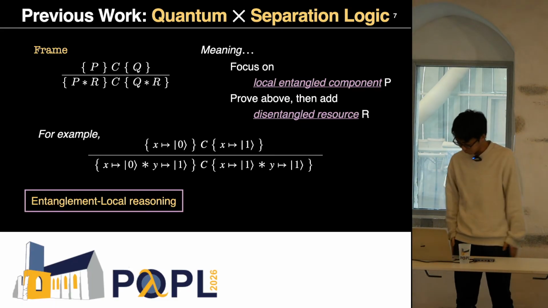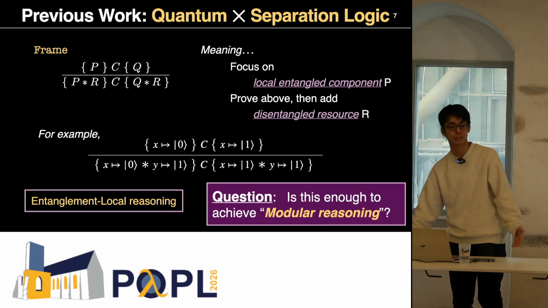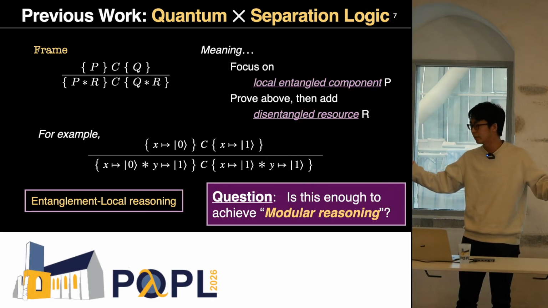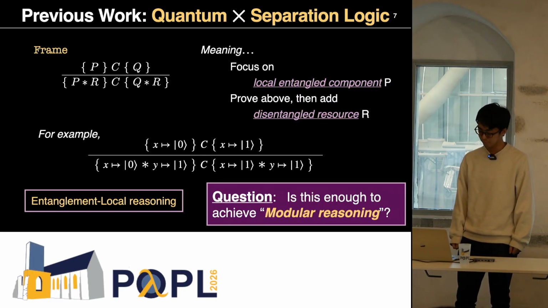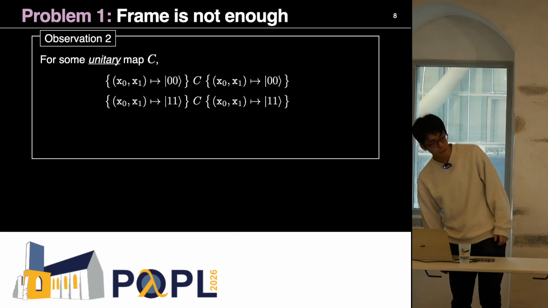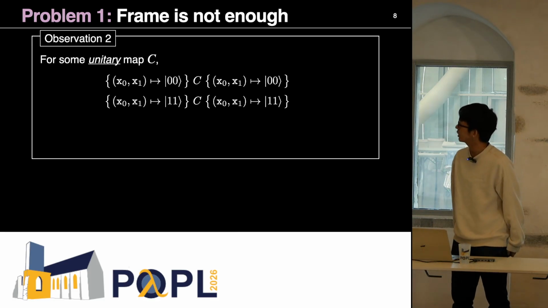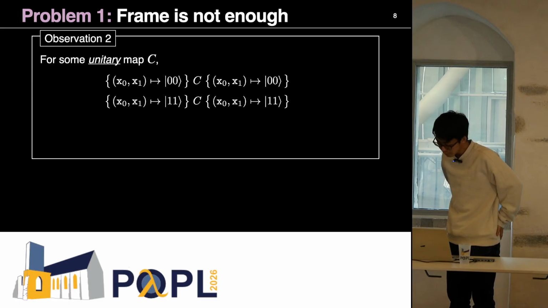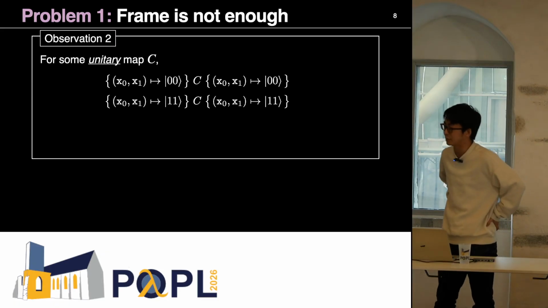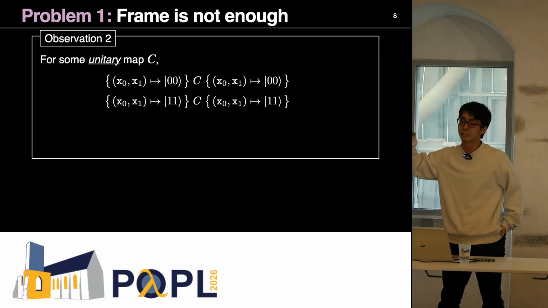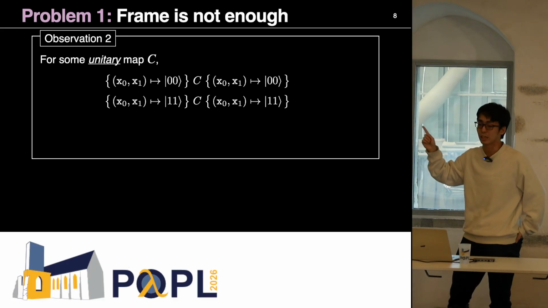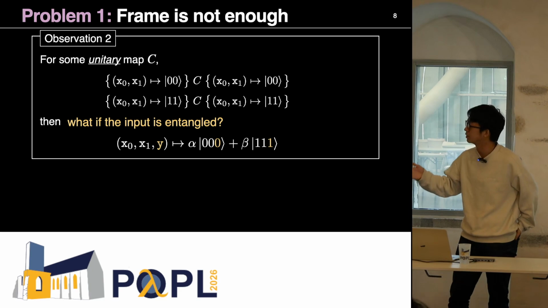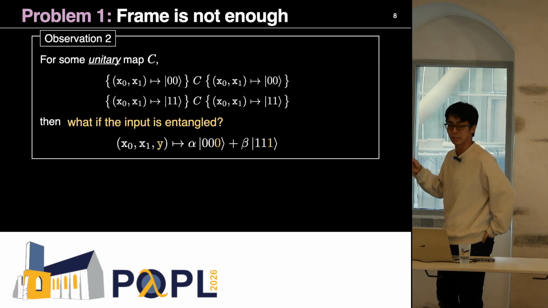So this is cool, and it works. But the question I want to ask is: is this really enough to achieve modular reasoning in quantum computing? Here I want to look at a second observation. Let's say you now have a unitary circuit, and you have proven these two specifications, which say that if the input is 0, 0 or 1, 1, then it behaves like identity. Now the question is, what if we have another qubit which is entangled in this case?